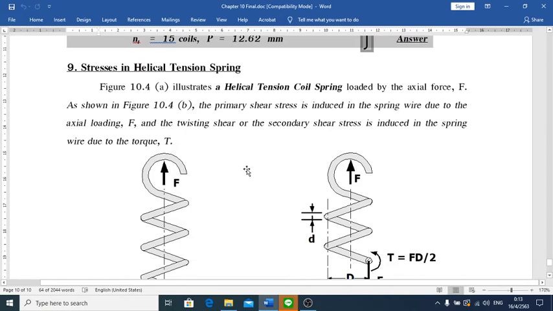Okay, next is going to be the stresses in helical tension springs. This type of spring is typically used in balances, in lifts, in elevators, things like that. I'm not going to include this in the examinations anyway.